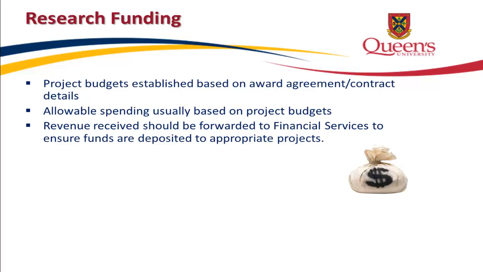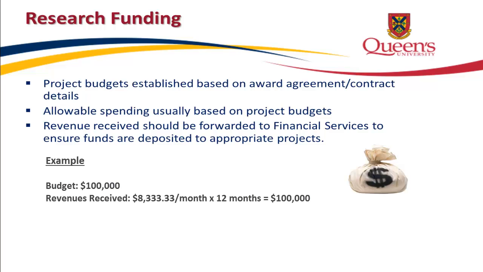Research project budgets are established based on agreement or contract details. Allowable spending is usually based on the project budget, regardless of the actual revenue received. For example, if a project has an annual budget of $100,000 and revenues are received in monthly installments, the principal investigator would have access to spending the full $100,000 at the beginning of the year.